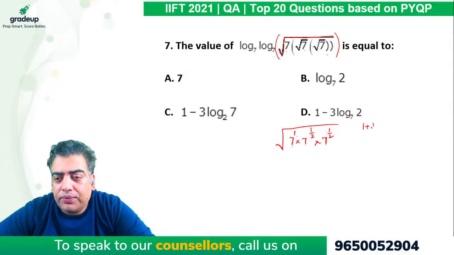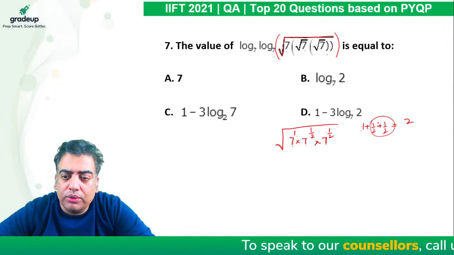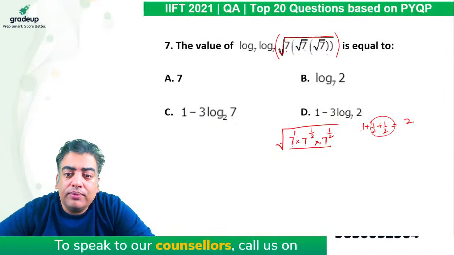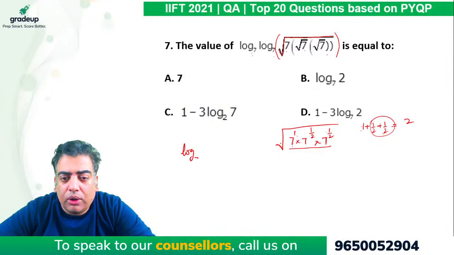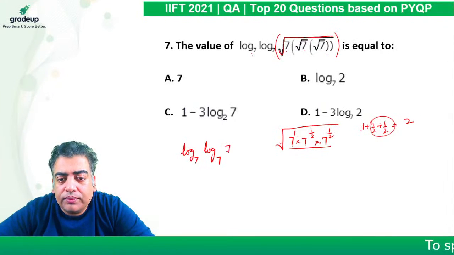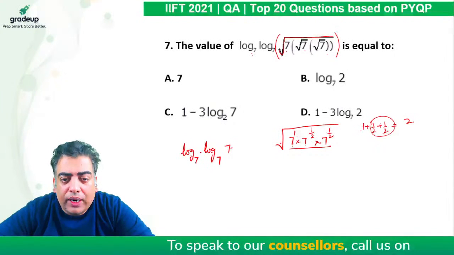In order to simplify it, base is same, powers are to be added. So 1 plus 1 by 2 plus 1 by 2 adds up to, 2 will be the LCM. So this is effectively 1 plus 1, which is 2. So this being 7 square under the root results in 7. So effectively the question is log to the base 7, log to the base 7, and then it is again 7. So log 7 to the base 7 is 1 and log 1 to the base 7 will be 0.